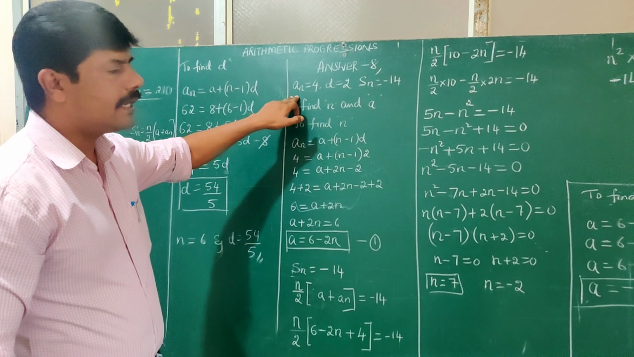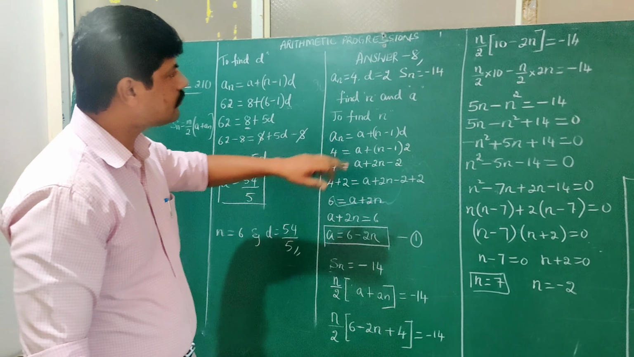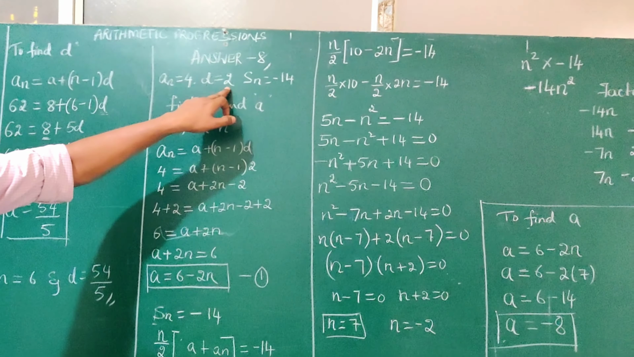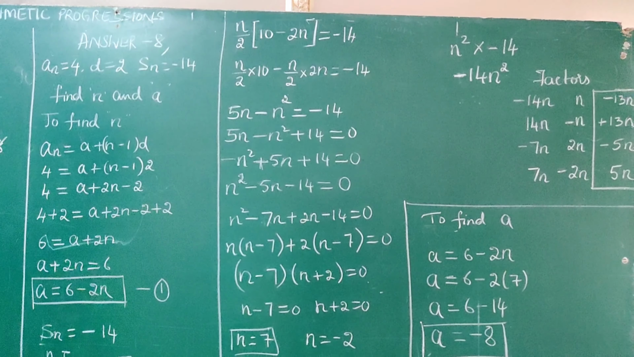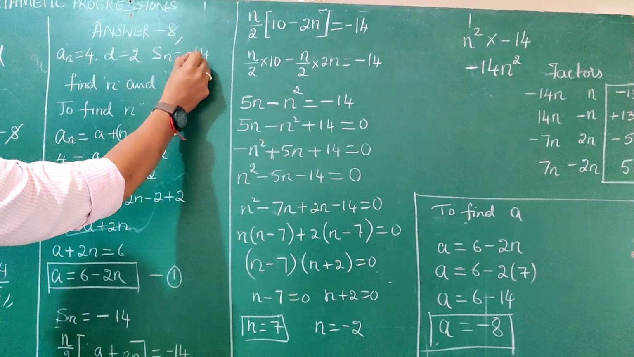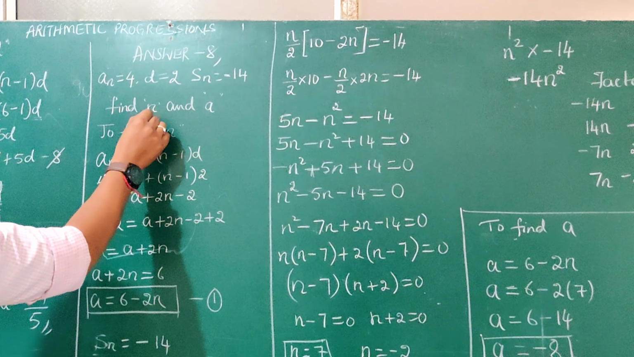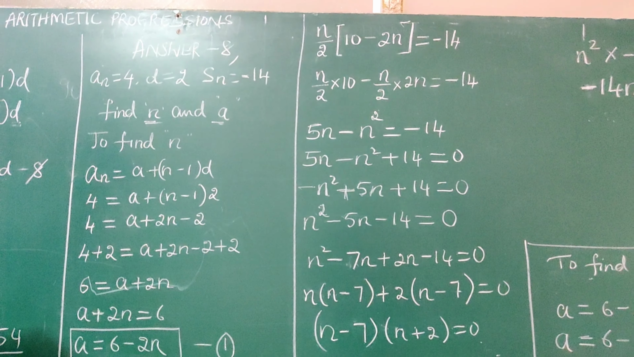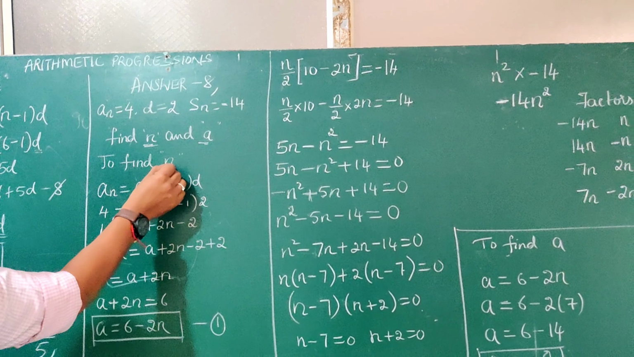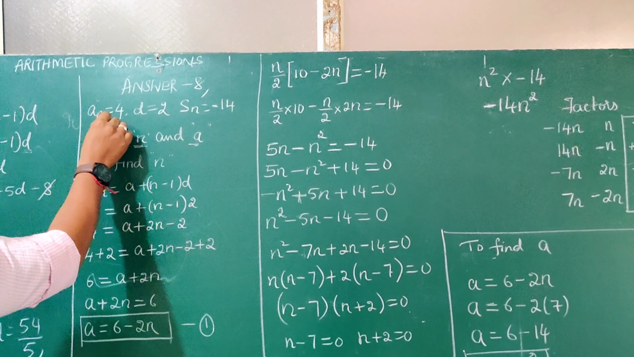Now we will enter into the 8th problem of the 10 problem series. What are the things given? an is equal to 4, d is equal to 2, Sn is equal to minus 14. What we need to find is n and a. Okay. Now, to find n, I will first use the clue an.